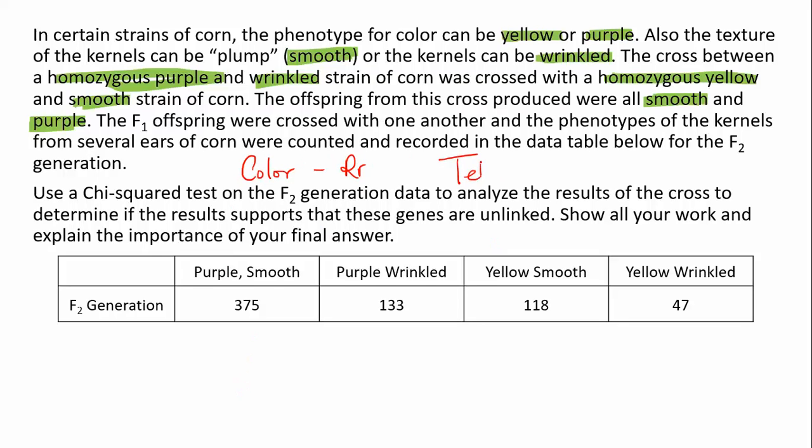And for texture, I think that's texture, we're going to use H, just because it makes it easier to figure out what's capital and what's lowercase. All right, so our individuals produced in F1 are all smooth and purple. That means that both smooth and purple are the dominant alleles for those traits.